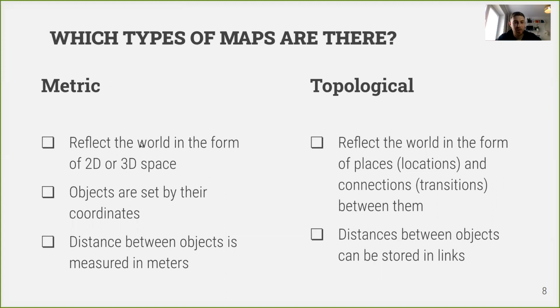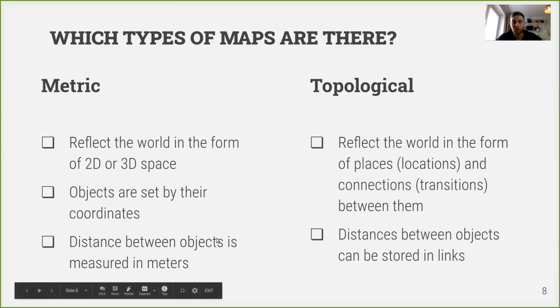In metric maps, objects are set by their coordinates, like real coordinates in meters or centimeters. And distance between objects is measured in meters, as we already said.